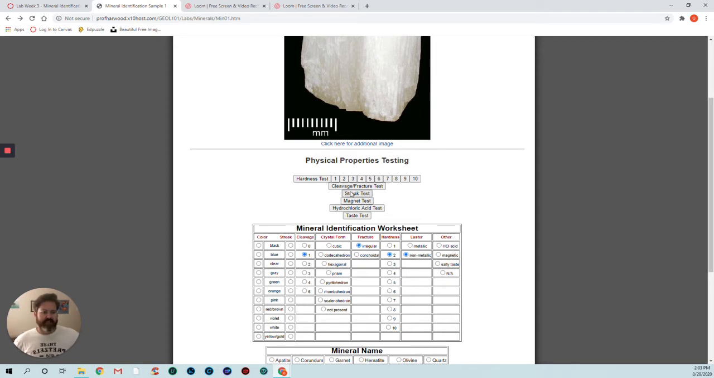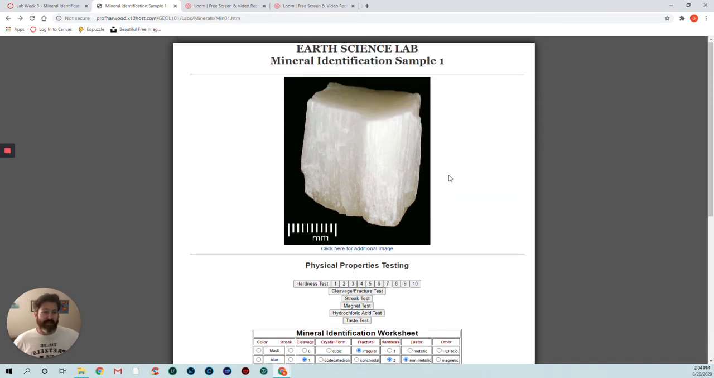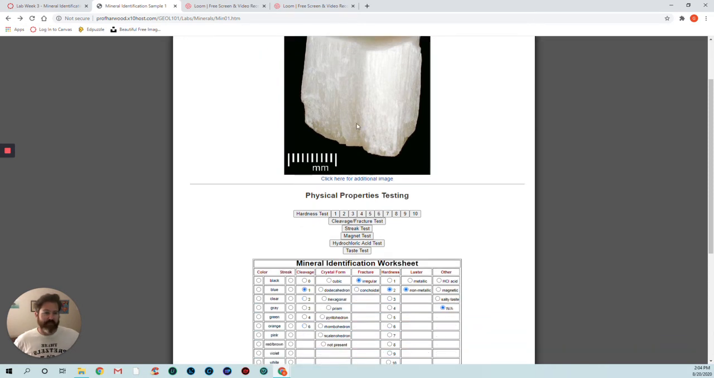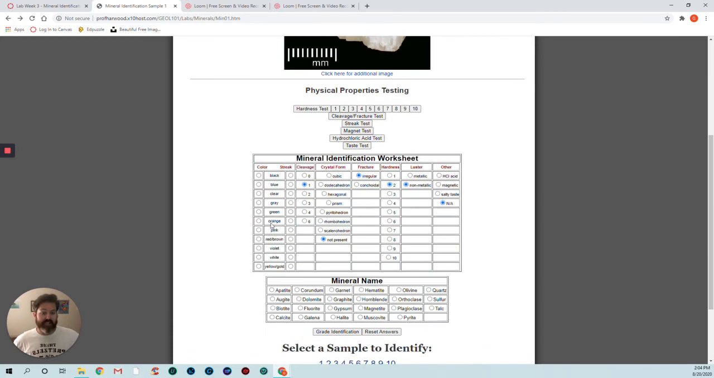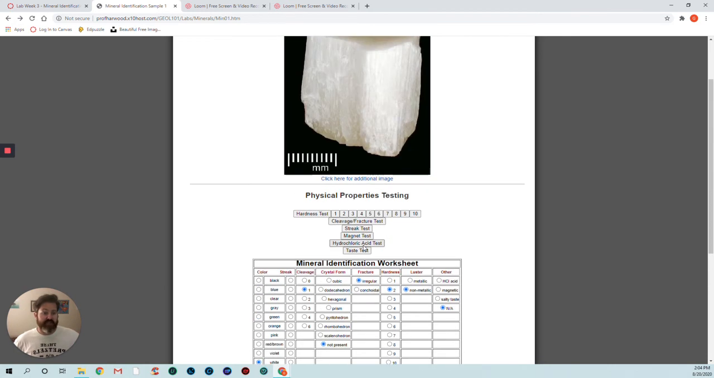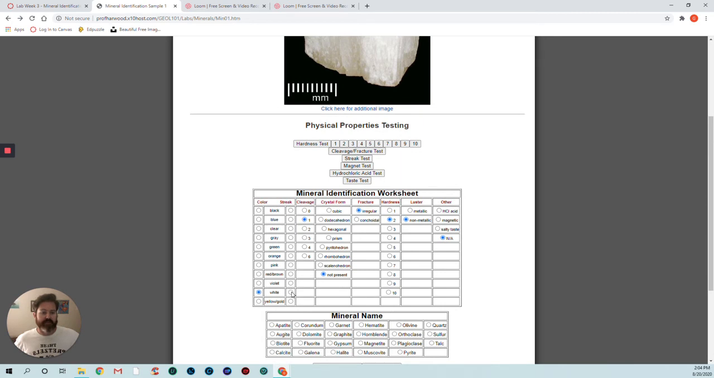Let's see, HCl, does it react with acid? Let's check. The sample did not react with acid, so it did not. Is it magnetic? The sample is not magnetic. Does it have a salty taste? Taste test? Nope. So none of these are applicable to this. The crystal form, if I look at it, it's kind of irregular. I don't really see an obvious crystal form, so I'm just going to say not present. The specimen itself is white. Let's perform the streak test. The powder is white. Okay, so it's also white.